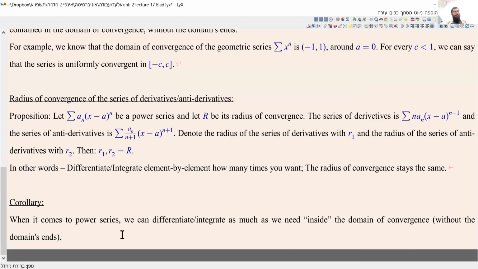Which is convenient. We don't have to use Weierstrass or any other method. We can just say, you know what, it's inside the domain of convergence, and how to find R and the domain of convergence we've already shown in lecture number 16. As long as it's inside the domain of convergence, you can differentiate and integrate how many times you want.